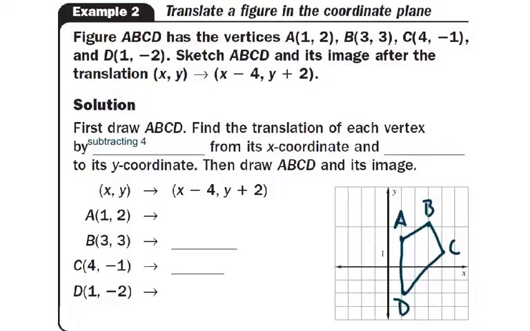So there's our pre-image. Now to get the coordinates for the image, we're going to subtract 4 from the x coordinate and add 2 to the y coordinate. Then once we have the coordinates, we will get our image. So let's do A together. If A is at (1, 2), A prime would be at 1 minus 4 is negative 3, 2 plus 2 is 4. So go ahead and write the coordinates for B prime, C prime, and D prime. Pause the video, and when you're done, start it up and you can check it.